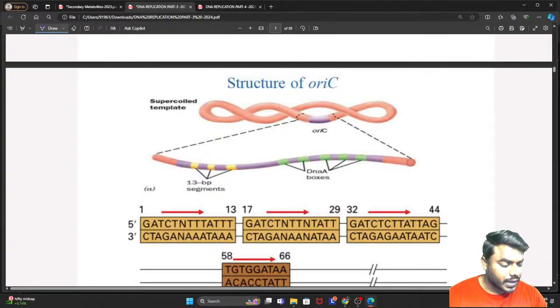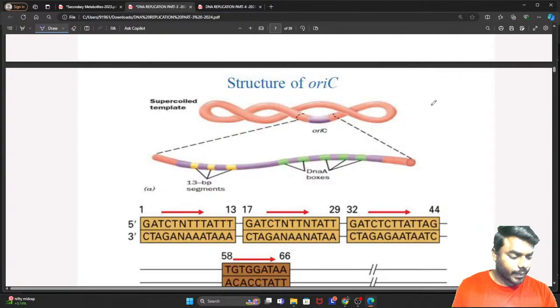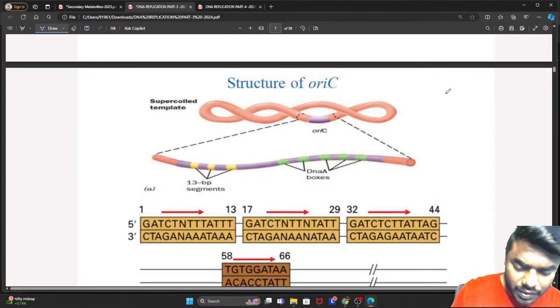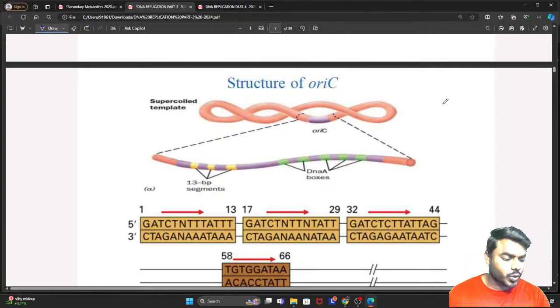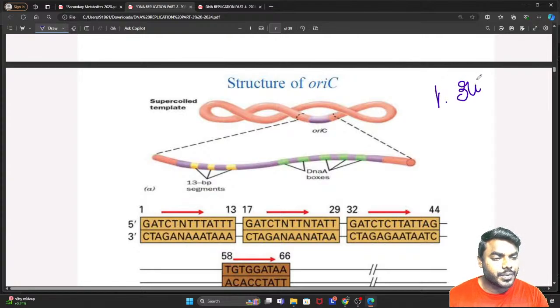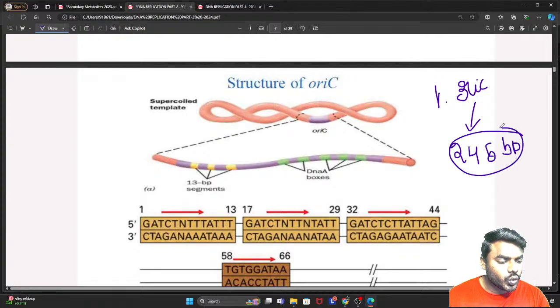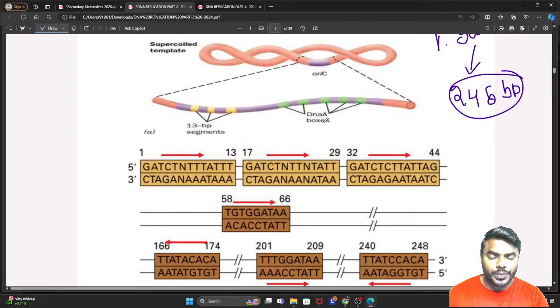Tell me, Shaila, tell me, Divya, how many ORCs are present in prokaryotic organisms such as E. coli? Of course, there is no doubt, only one ORC is present in the prokaryotic organism. I'll just quickly glimpse at yesterday's class. And one ORC generally contains how many base pairs? 245 base pairs. I hope you all remember.